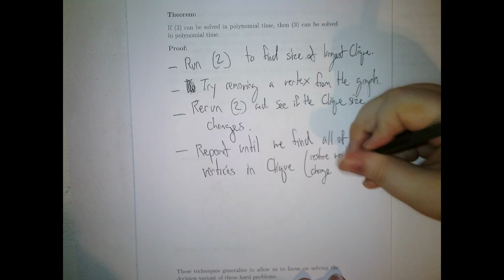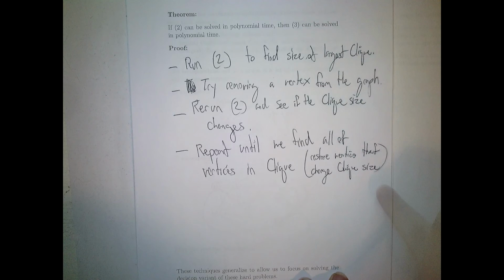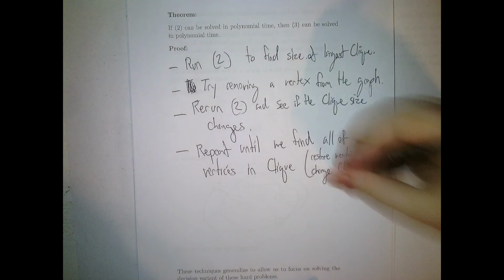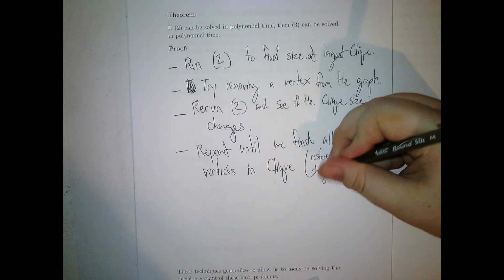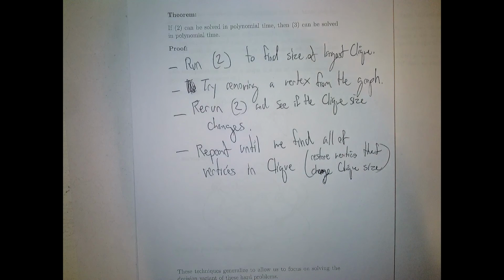The idea being, if you restore vertices that change the clique size, then when you get done, the only vertices that are left in your graph are literally the ones that are in the clique. If you remove a vertex and you say, ooh, did that change anything? No? Okay. Don't need it. Just toss it away. If we keep doing that all the way down, only adding back in the vertices that change the clique size, we'll end up with exactly those vertices in the clique. Kind of cute, right? Okay.